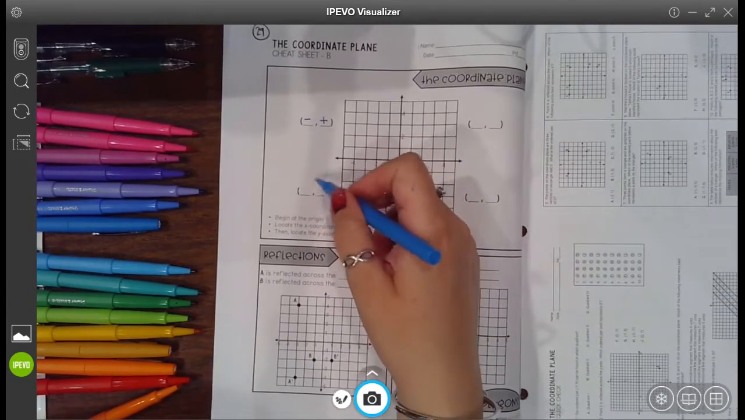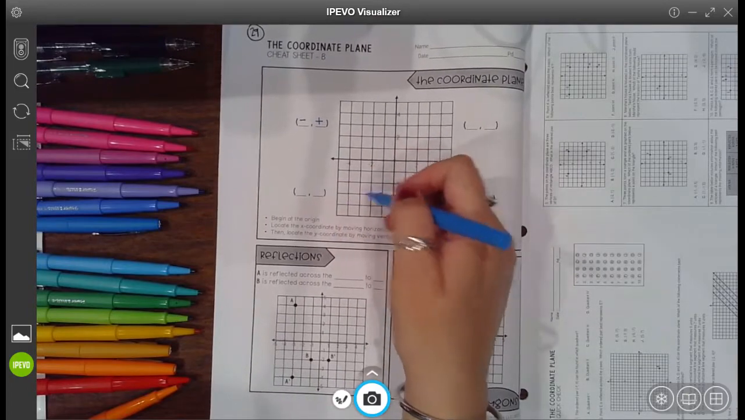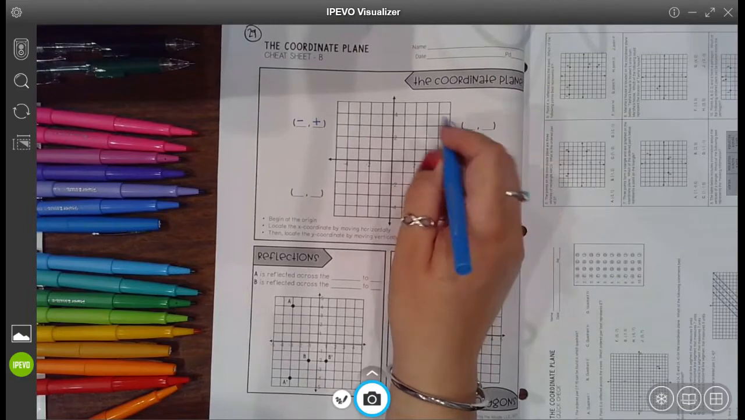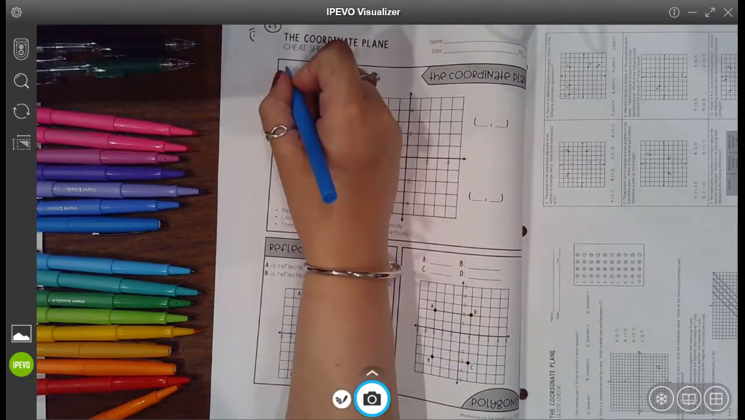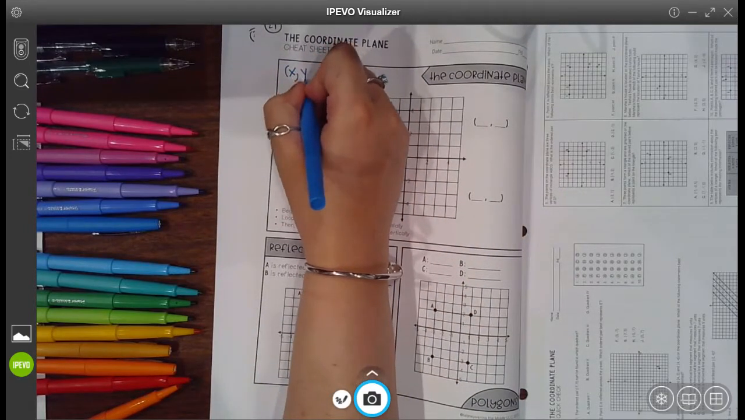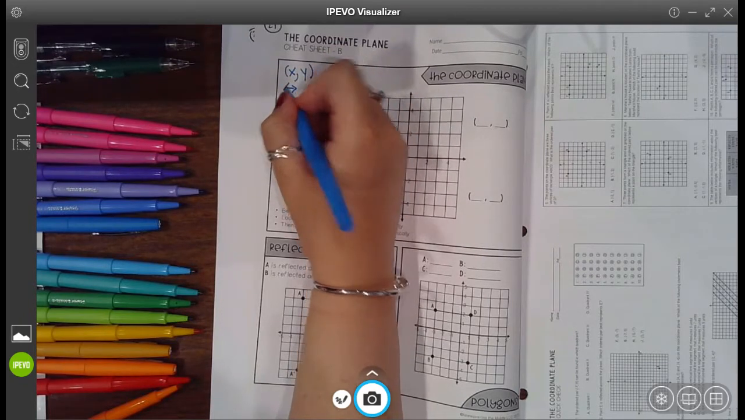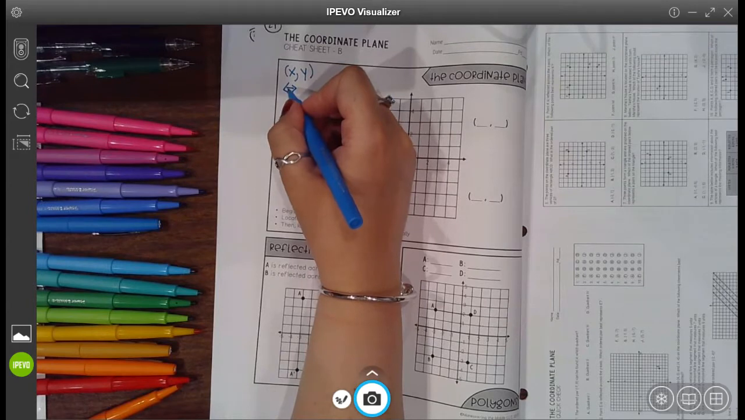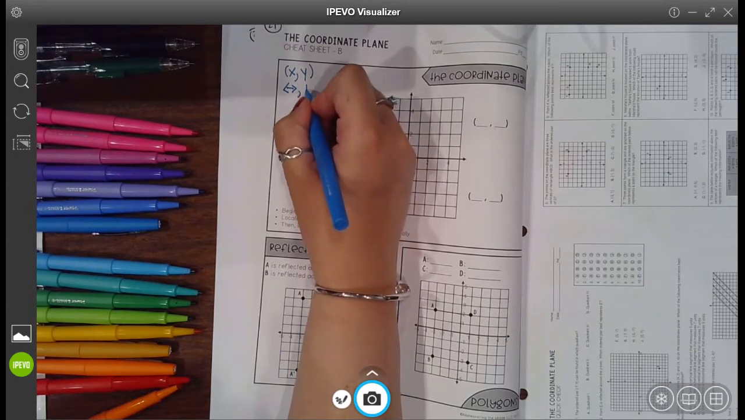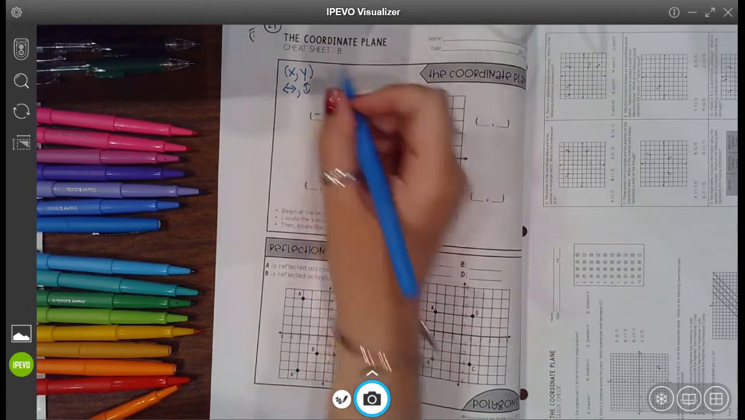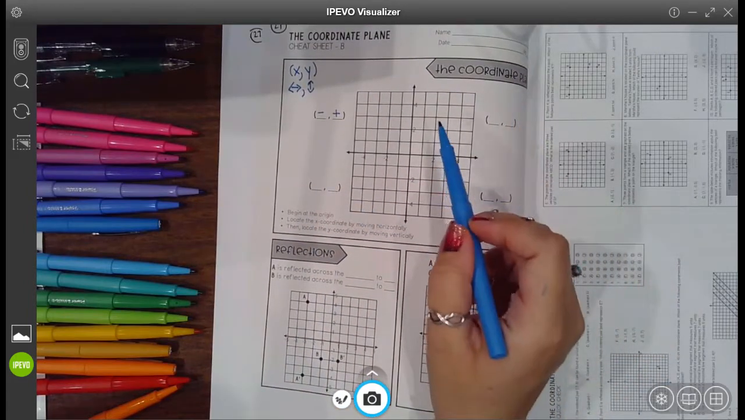So see if you can figure out the directions to be in this quadrant, this quadrant, and this quadrant. And to give you a hint, X first, Y second. The first one tells you right or left. If it's positive, you go right. If it's negative, you go left. The second number tells you up or down. If it's positive, you go up. If it's negative, you go down. So see if you can figure those out and then label the quadrants.